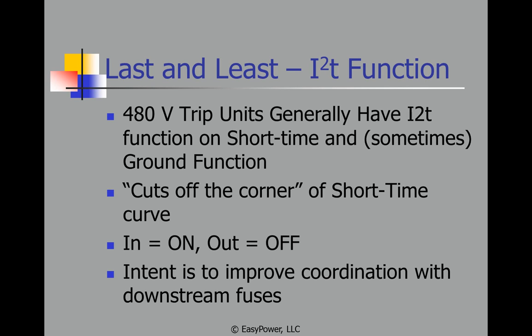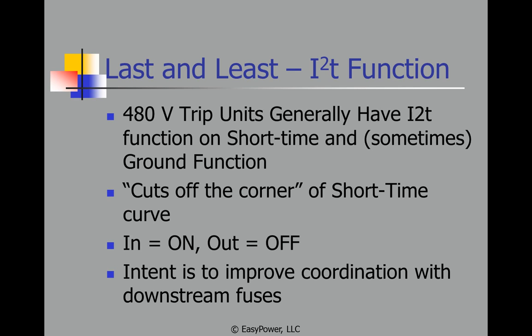The I2t is a function on the short time delay on the LV trip units and sometimes on the ground fault. Basically, it's cutting off the corner of the short time curve. So some confusion comes by the names that we use. But historically, we call it in or out. So in is on and out is off. And really, the main purpose of this is to improve coordination with downstream devices that have some kind of I2t shape, which is primarily going to be fuses.